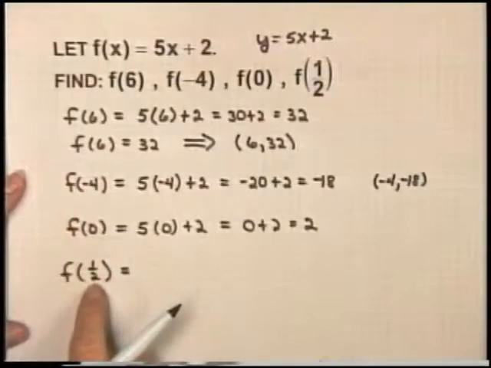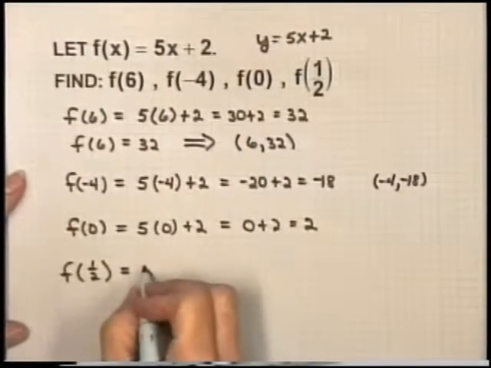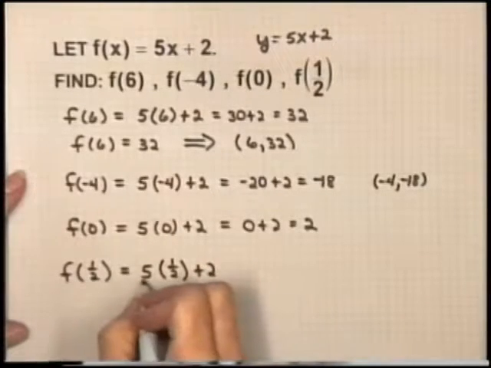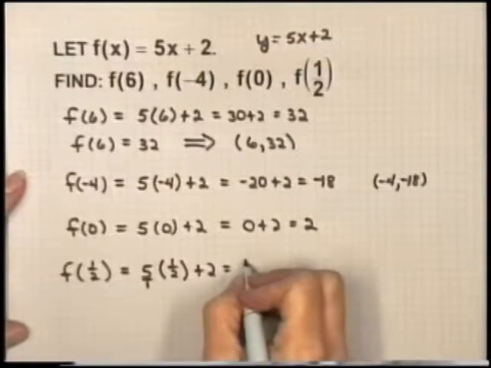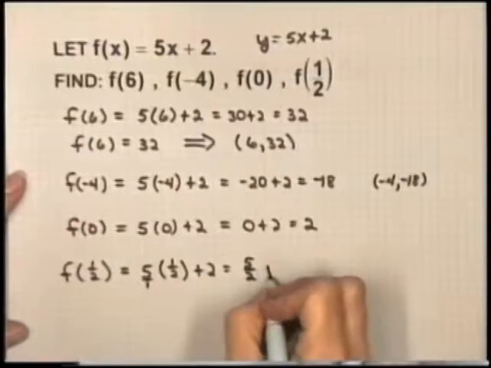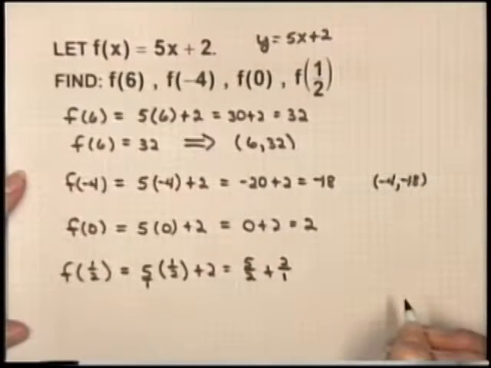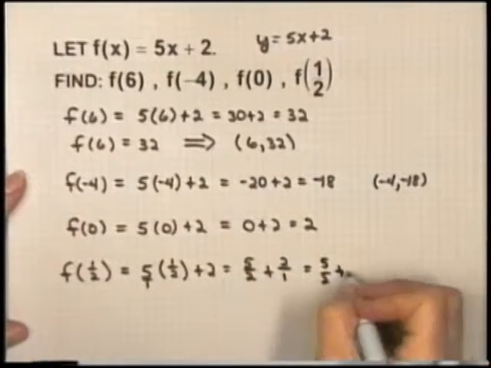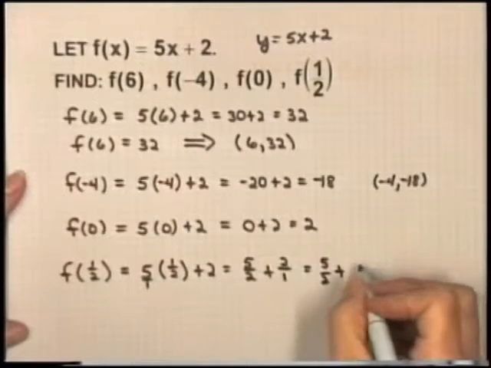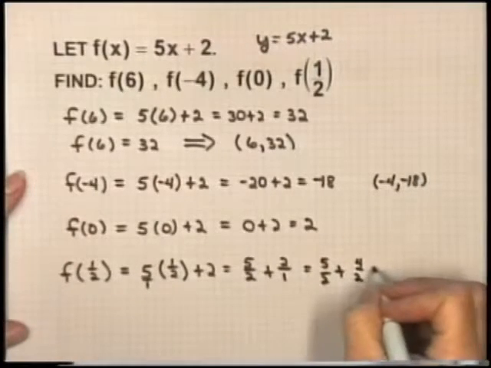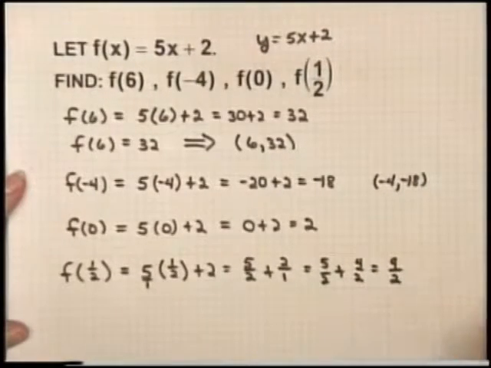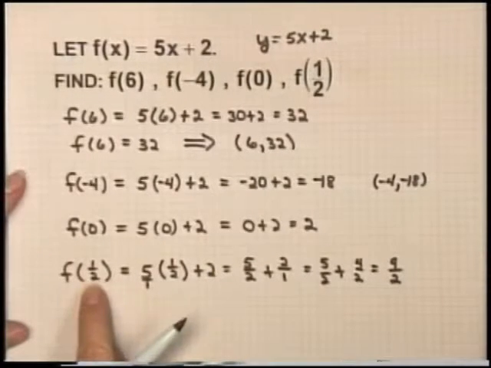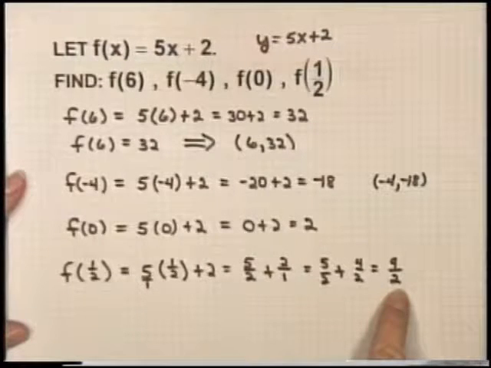X is now replaced by 1/2. So in our equation, 5 times 1/2 plus 2. If we put 5 over 1, 5 times 1/2 is 5 halves. I'm going to write 2 over 1 here. We need a common denominator. 5 halves plus, multiplying this numerator and denominator by 2 gives me 4 over 2, and my solution is 9 halves. Again, this is saying I have the ordered pair 1/2, 9 halves.